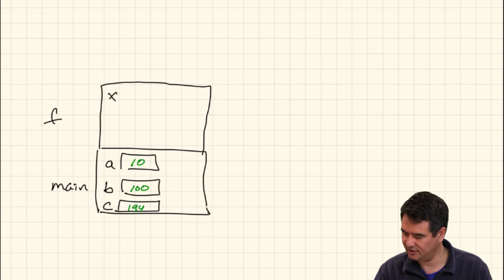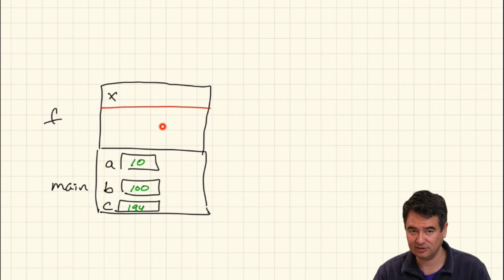I'm going to draw a red line. The stuff above the red line are parameters that are going in, and the stuff below the red line would be variables that are internal to F, which we haven't declared any, but you can see where I'm going with this.